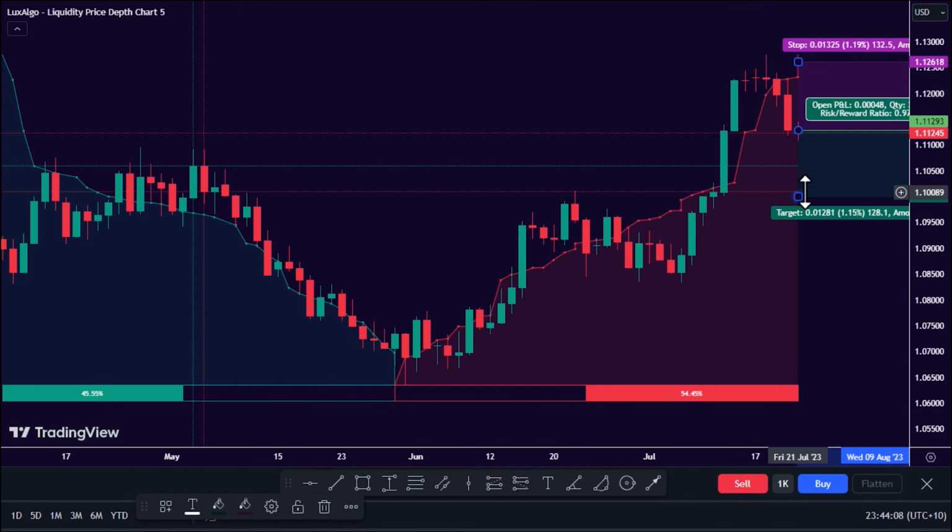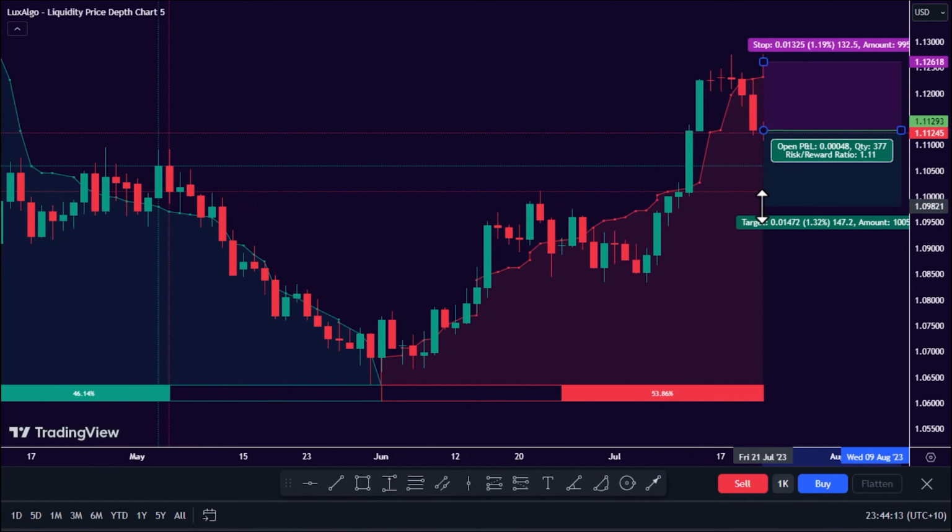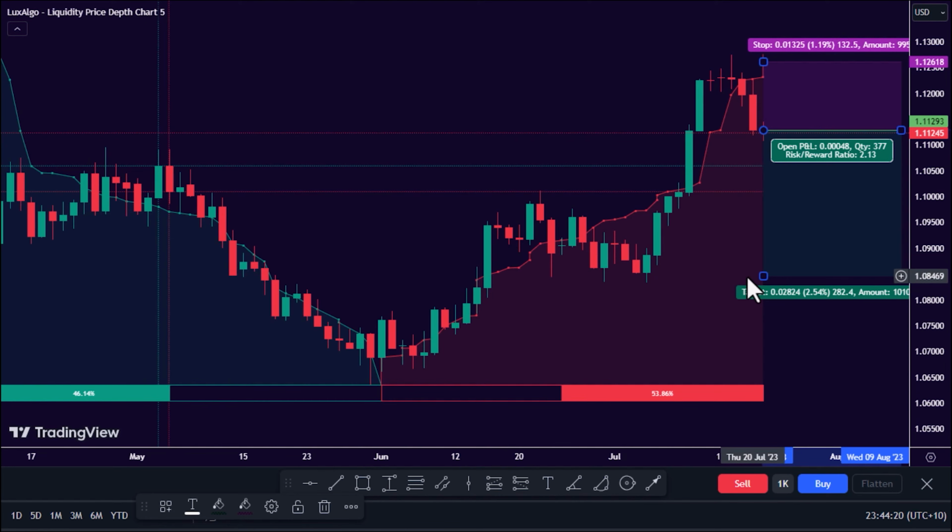For scaling into a short position, watch out for a bullish pullback and see an increase in bearish liquidity before adding into a short position. Target a minimum of 2 risk-to-reward ratios or to the next horizontal support line on the price chart.